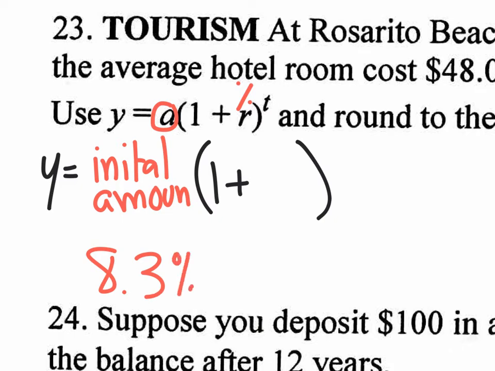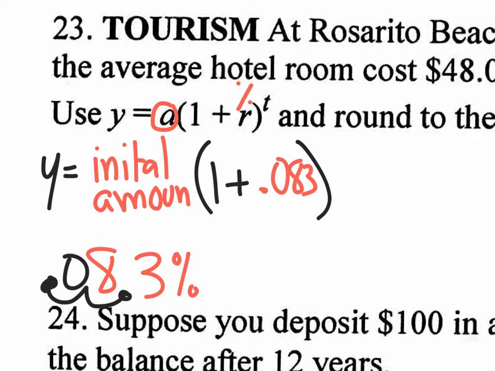So 8.3% as a decimal, you have to take that decimal and move it 2 spaces over. So that's going to be 0.0, you got to fill in that spot. 0.083 as a decimal is 8.3%. Does that make sense? So in here, you're going to put 0.083. So we know that A was the initial amount. We know that R is the percent, but you want it as a decimal.